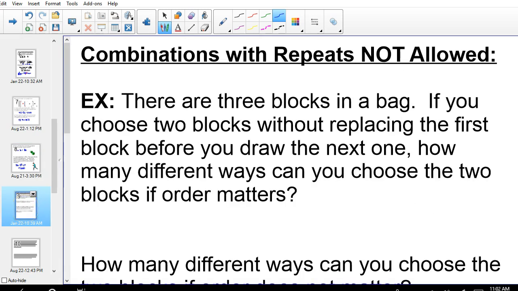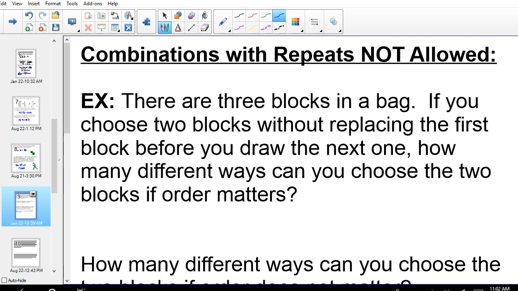Combinations with repeats not allowed. This is your next most difficult. These combinations are more difficult than permutations. If order matters, it makes it a little bit easier. But if order does not matter, then it makes it more difficult. So I've got us a simple one here so that we can actually list out the possibilities.